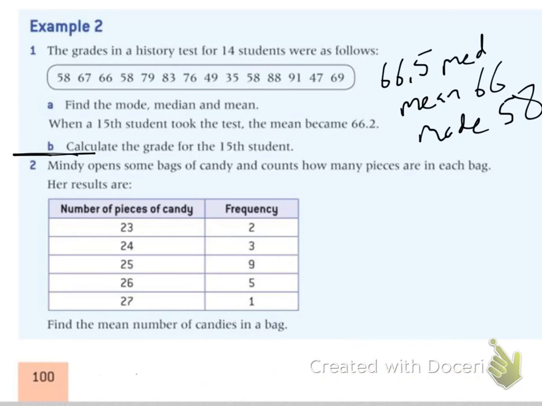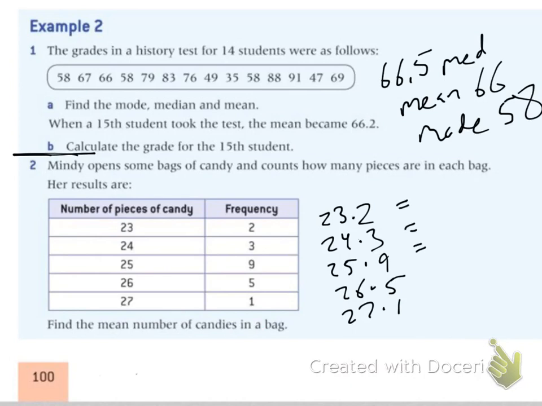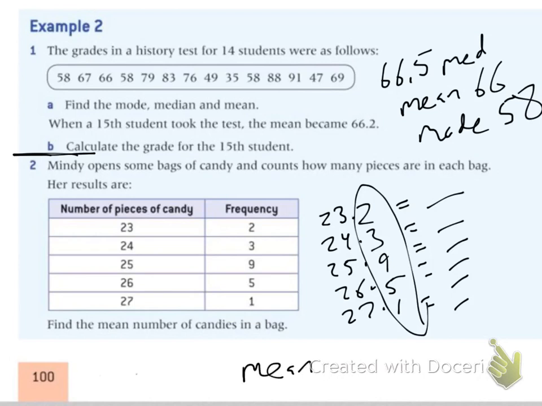And find the mean number of pieces in the bags of candy. So, really easy. We have 23 pieces, we have 2 of them, we have 24, we have 3 of them, and so on. Just multiply 23 times 2, 24 times 3, 25 times 9, 26 times 5, and 27 times 1. I can multiply across to get these numbers, add those numbers up, and divide by the total, because that's your frequency. You have 2 plus 3 plus 9 plus 5 plus 1 bags of candy. We end up finding that the mean of this particular frequency table is 25. Please verify that with your own calculators.